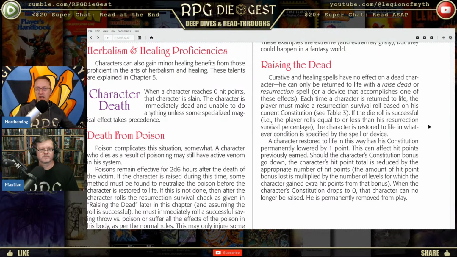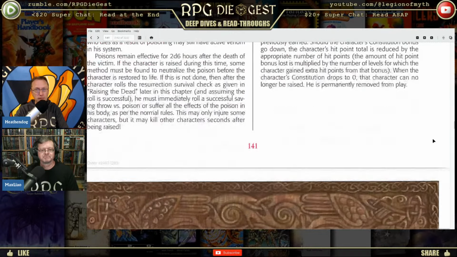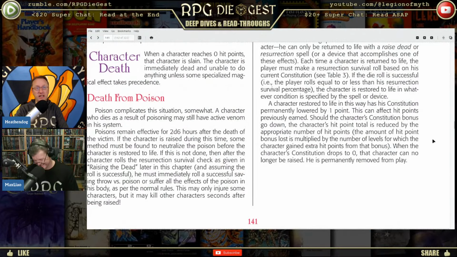You are up to 1 hit point. You are half hit points. You are max hit points. You are fully healed of all things and everywhere, and everyone's happy and dancing. A character restored to life in this way has his constitution permanently lowered by 1 point. This can affect hit points. Should the character's constitution bonus go down, the character's hit point total is reduced by that amount, if affected. When the character's constitution drops to 0, he can no longer be raised. He is permanently removed from play. And that's it. Never mind.